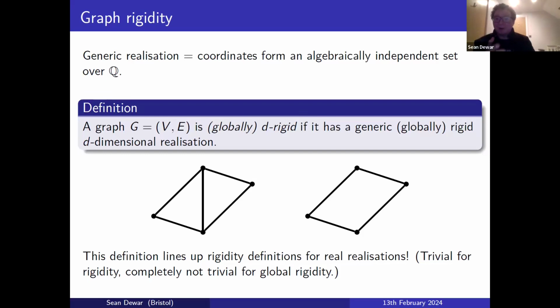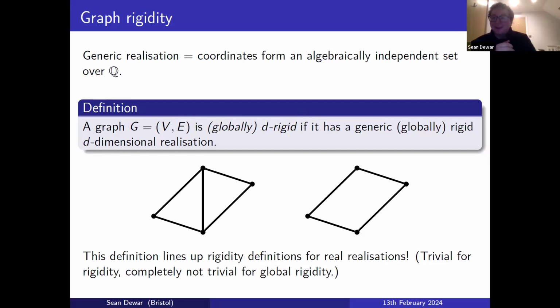In the picture below, I've got a graph on the left that is rigid, and on the right one that is not rigid. And if I wanted to get a globally rigid one, I could add an additional brace across to the graph on the left.